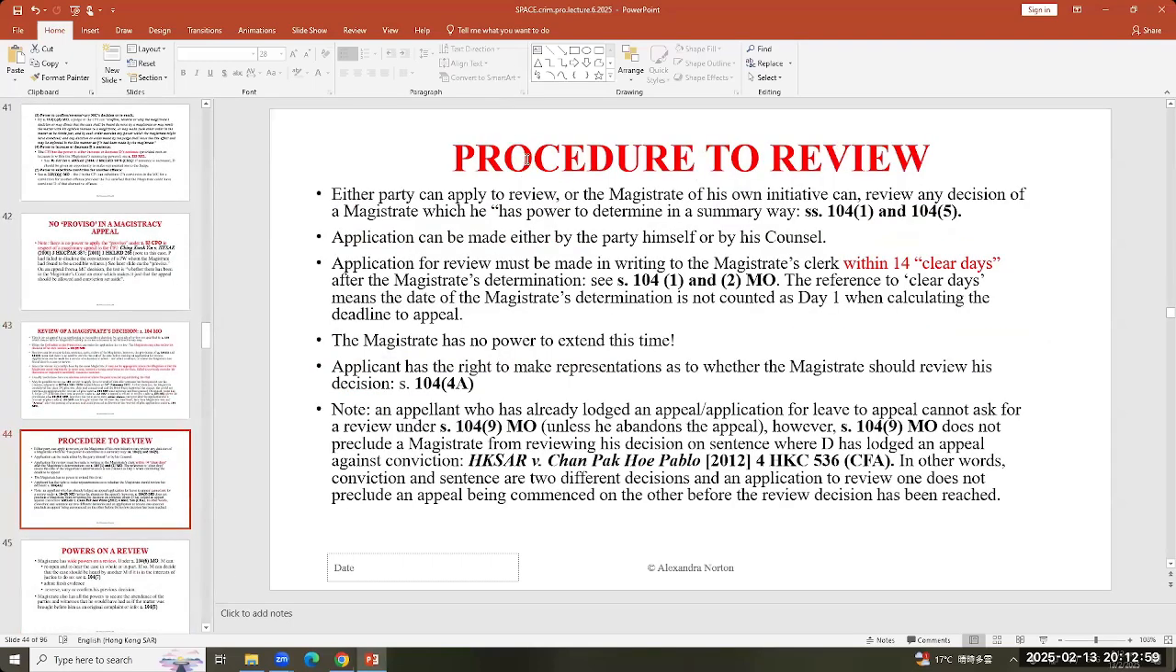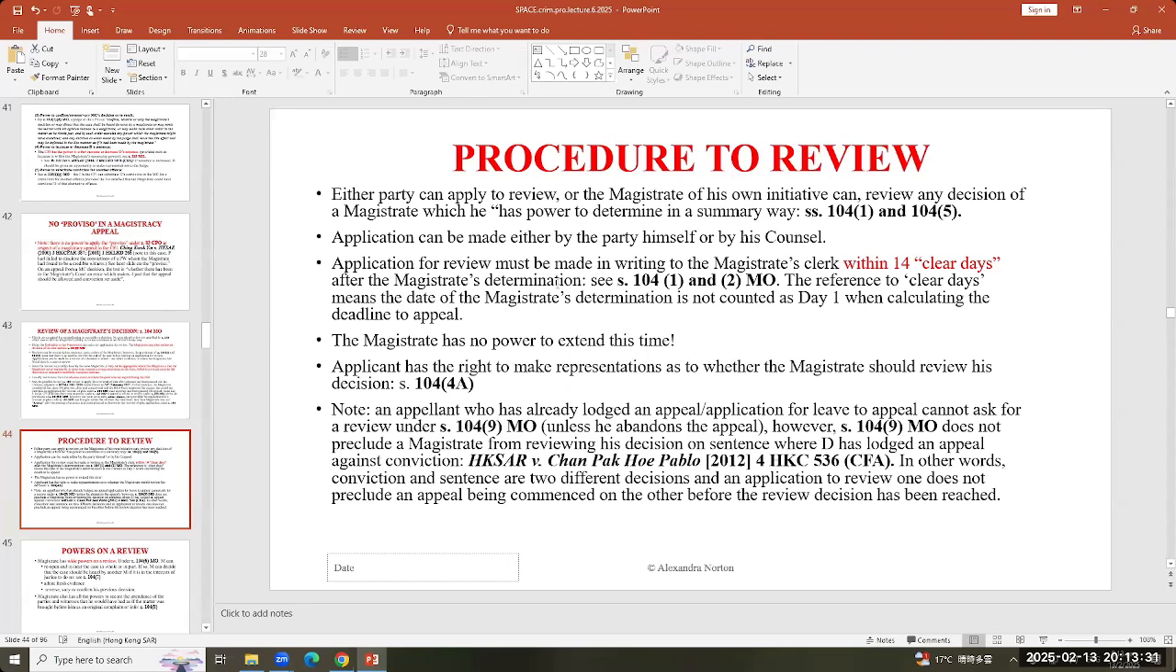How do you review? You need to apply in writing within 14 clear days. So clear days, day 1 is the day after the decision. No ability to extend the time. And an applicant has to make a decision: am I going to appeal or am I going to review? Because if he commences an appeal, then he cannot review.